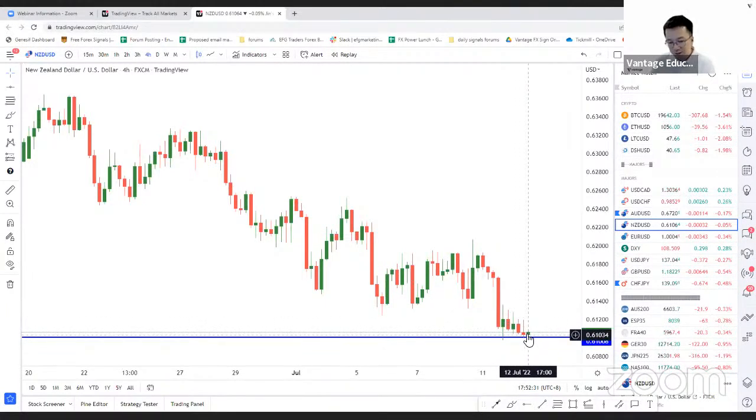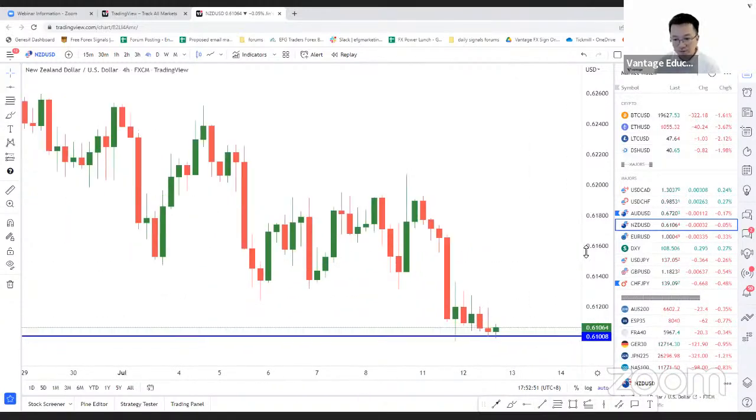We've seen that it tried to test lower, not much movement at this point. Looking like we might see it sit at this point. Why? It's because we do have the RBNZ with an interest rate decision to be released tomorrow. That's why we're seeing some test.